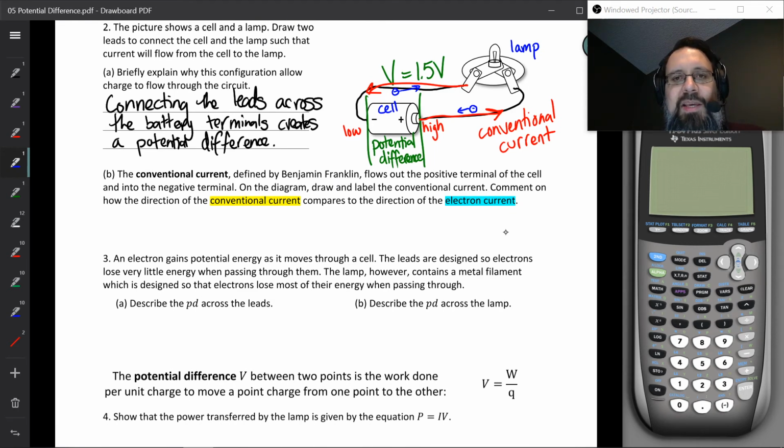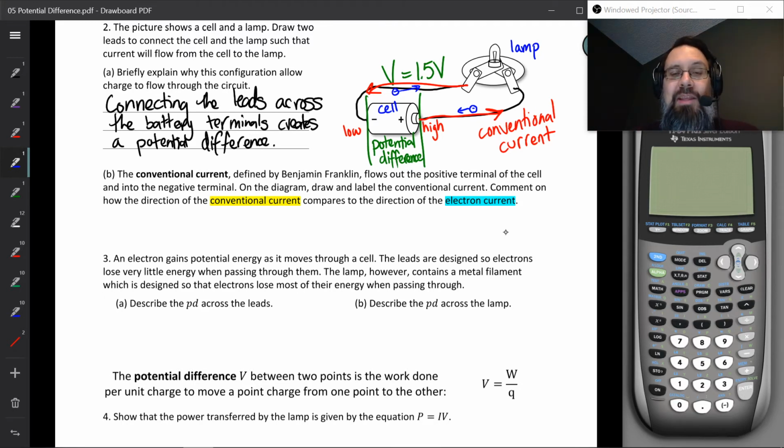But the reason is because Benjamin Franklin decided that positive charges were the charges that flow. If you remember in the Mechanical Universe video, he thought of it like a fluid, that charge was this fluid that flowed. And he thought about it as a positive fluid, that it was the positively charged fluid that flows. But it turns out that it's not the positive that flows, it's negatives that flow.